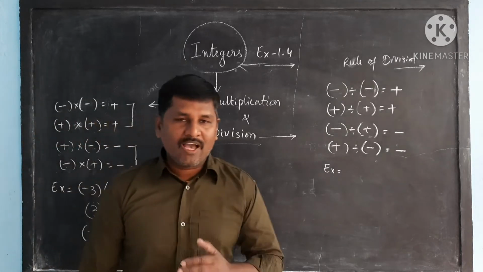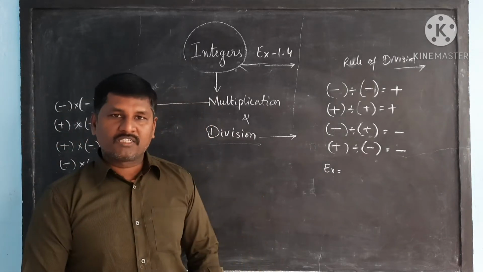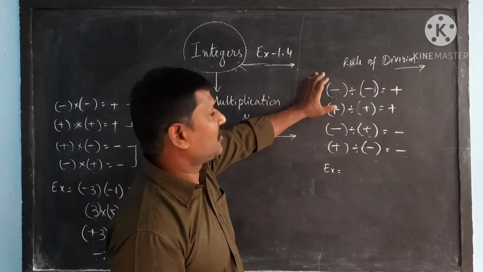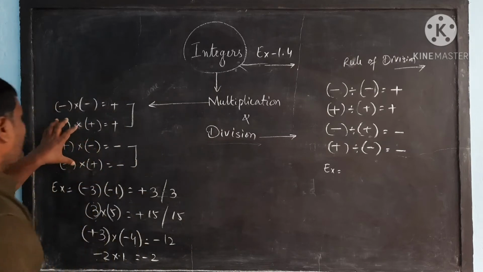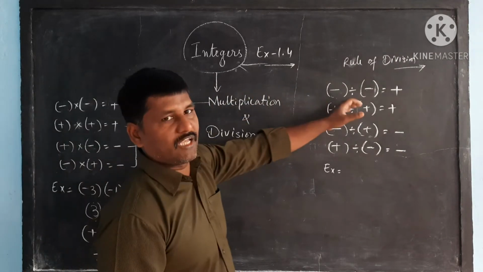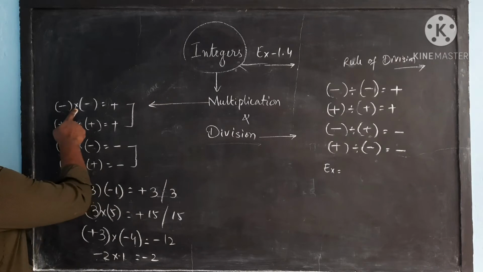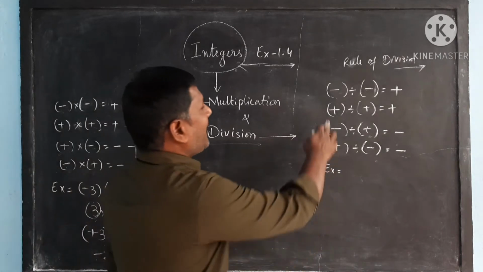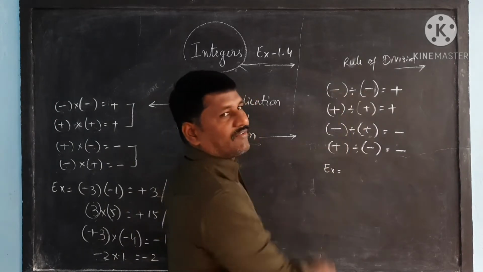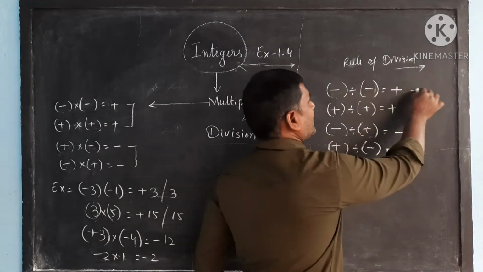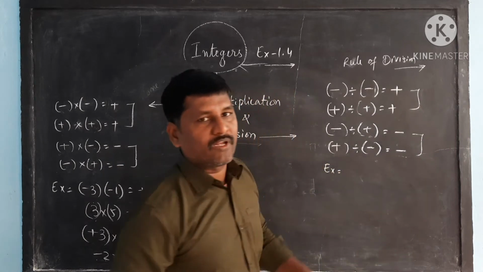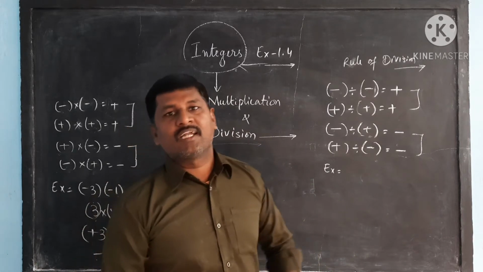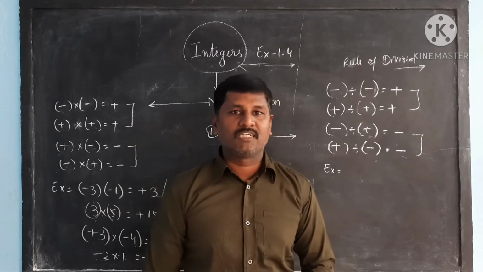Similarly, you have to follow the same rules for division. While dividing integers of different signs, you have to follow them. So the rule of multiplication and the rule of division are the same. Look here: minus and minus gives plus, plus and plus gives plus. Minus divided by minus gives plus. That means when you divide numbers of the same sign, you get a positive integer. When you divide numbers of different signs, you get a negative.